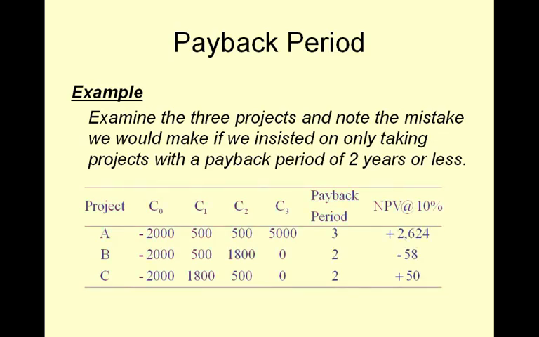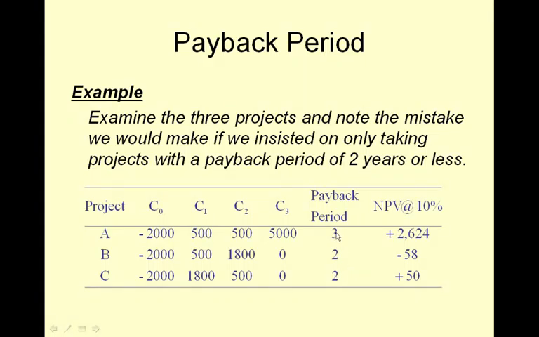Now let's calculate the payback period for these 3 projects. Project A requires 3 years to recoup the initial cash outlay. Project B requires 2 years, and Project C requires 2 years. So according to the payback period criterion, projects B and C look equivalent, and both of them look to be superior to Project A.